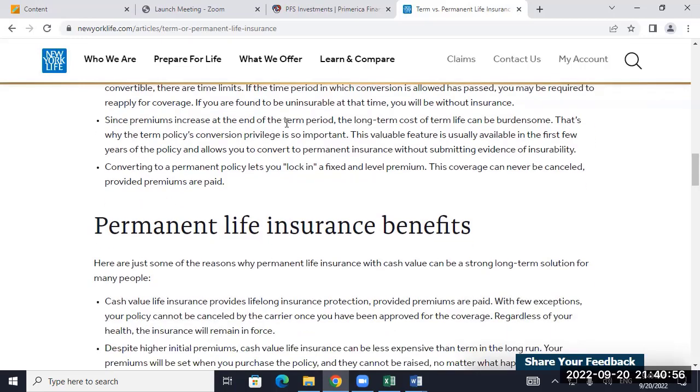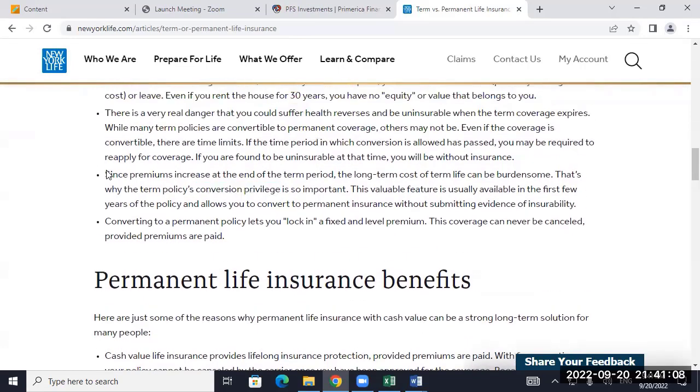Since premiums increase at the end of the term, the long-term cost of term can be burdensome. That's why term policy coverage conversion privilege is important. I'm not sure the conversion privilege is important because it's going to make you pay more. I think what they're arguing is it's really dangerous to let the 10-year policy go the full 10 years. And that's absolutely true.